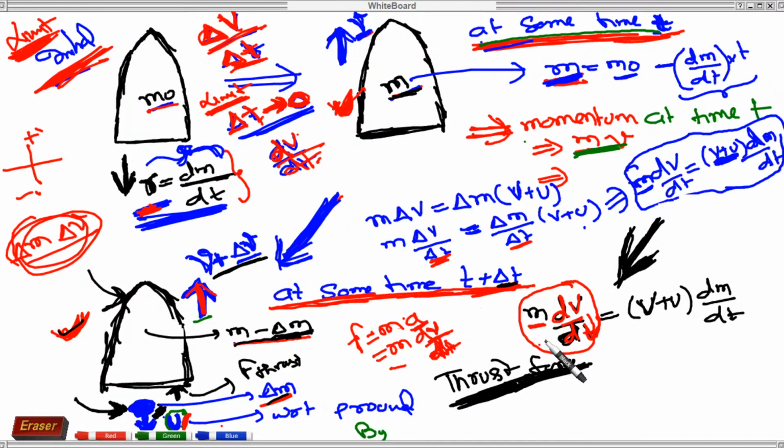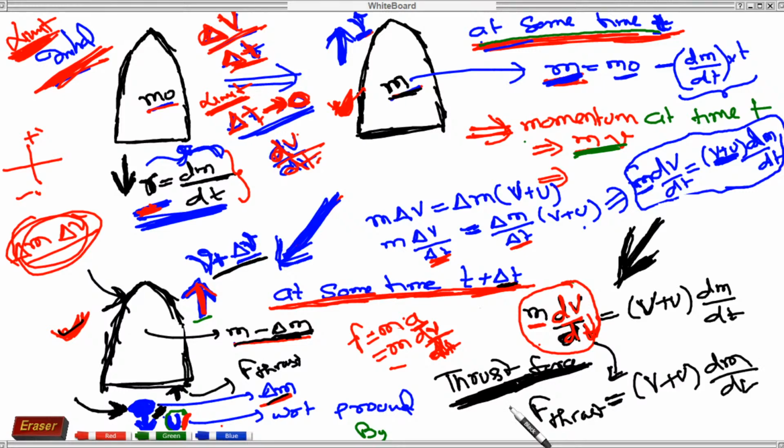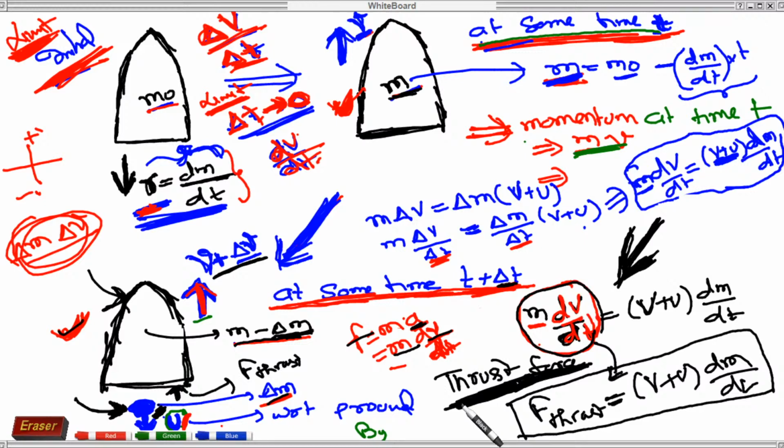And what is this thrust force? This is your F thrust, v plus u dm over dt. Here we got this equation. I told you what this equation is: m dv over dt. What is a? A is acceleration, and acceleration is dv over dt. That's why this is force. And what is this force? This is the thrust force.